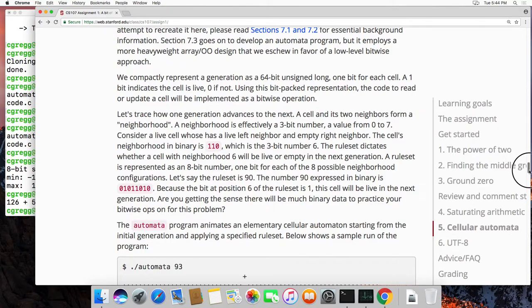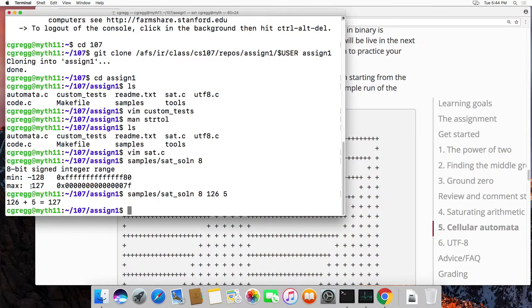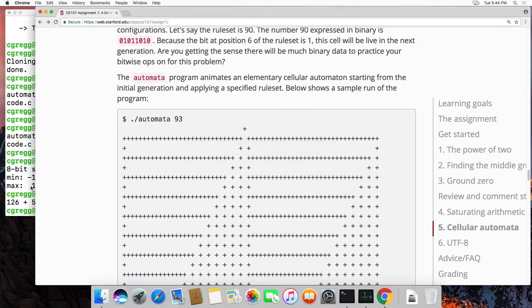Now, the way you run it is you say the automata program, and then you give it a number which represents this rule set, and you apply the rules for the entire two-dimensional piece as you go along. The first generation is always zeros, and then a 1, and then a bunch of zeros. That's the first generation. And then from there, you go on to the next generation, etc. Let's actually run this on the code, and I'm going to show you it's a little bit different if we run this. Samples, automata solution, and it was 90, I believe. It was 93, rather.